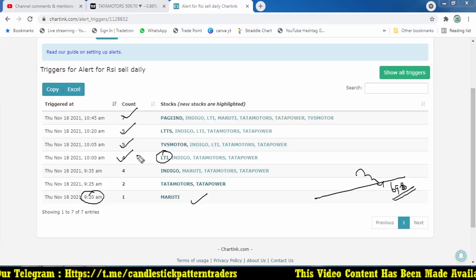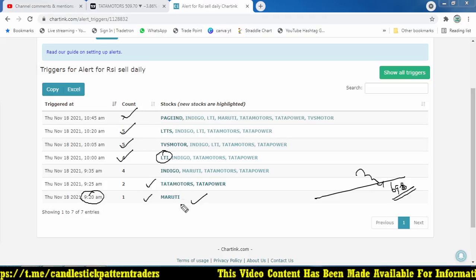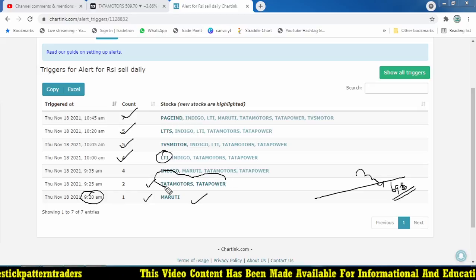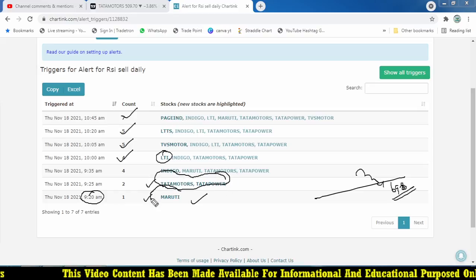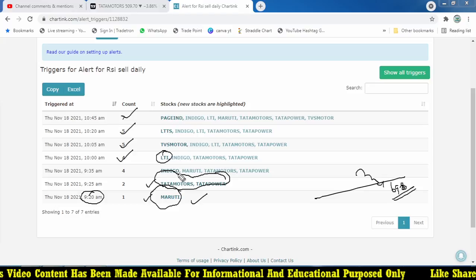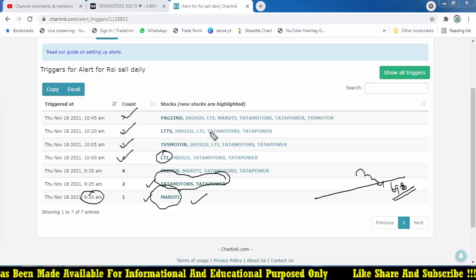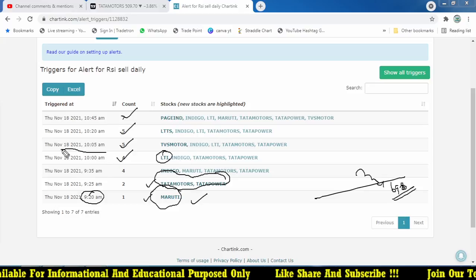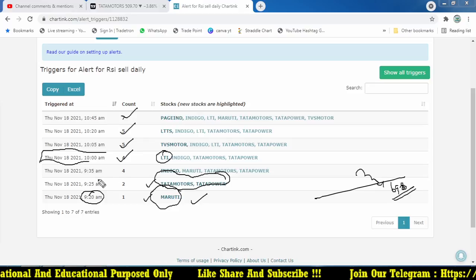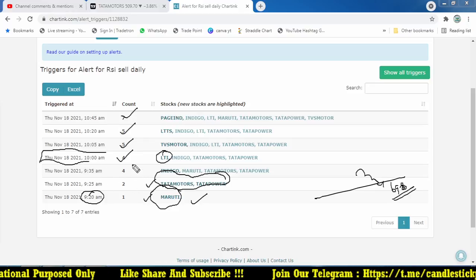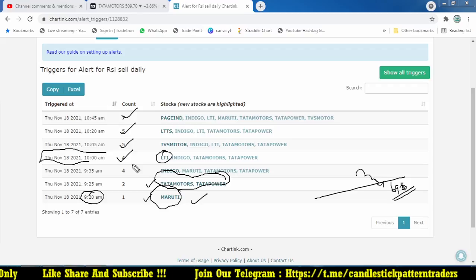So if you are focusing, the first three stocks I got, immediately I placed orders, and I booked a profit. Maruti I did not take because it had not broken the low. So that is why I am going to check the 10 o'clock. Let's see, because I did Tata Motors and Tata Power, such a good profit I made in intraday.